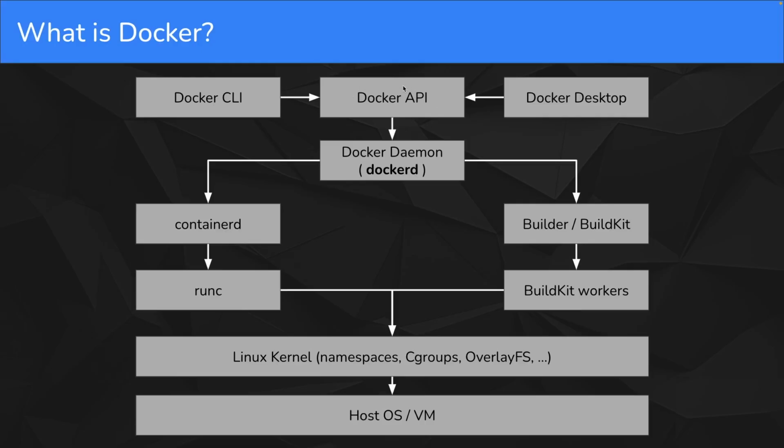The Docker API is basically a REST API that acts as a bridge between the CLI tool and Docker Desktop, between these two clients, and the Docker daemon, the dockerd. This is the core service that manages containers, images, networks, volumes, everything that you are interacting with every time you use Docker. It receives instructions via the API and delegates tasks to the appropriate components like builders or the container runtime, depending on what you want to do.